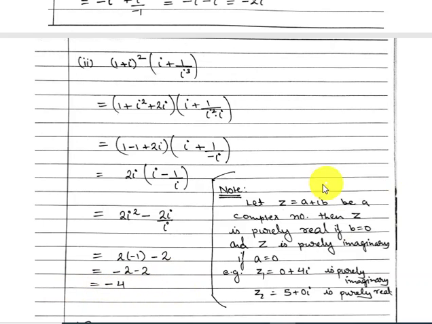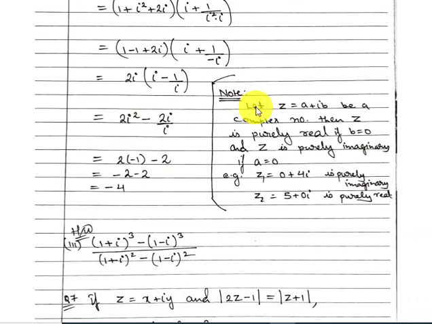Here you must note something. Suppose we have a complex number a plus ib. Then this complex number is said to be purely real if b is 0, and we would say that it is purely imaginary if a is equal to 0. Clear? So for example, here z1 is equal to 0 plus 4i. This is purely imaginary because a is 0, only the imaginary part is there. And this is purely real because the imaginary part is 0, only the real part is there.